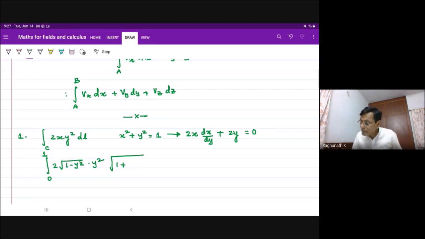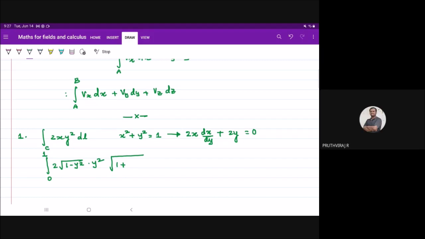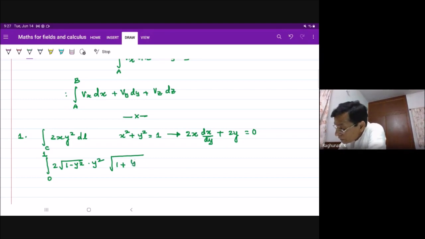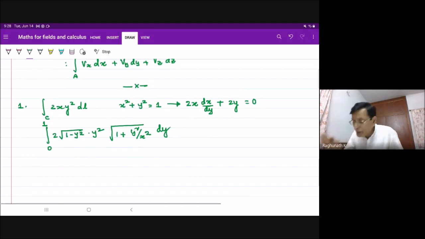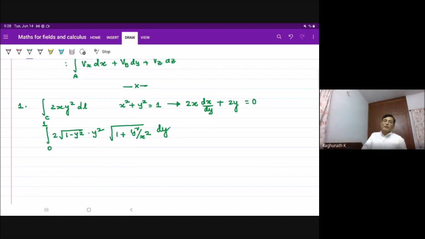So it is 1 plus dx by dy whole squared into dy. dx by dy is what? It is minus y by x, which is now y squared by x squared, dy. Please look at it. Things are good here, right? Next.